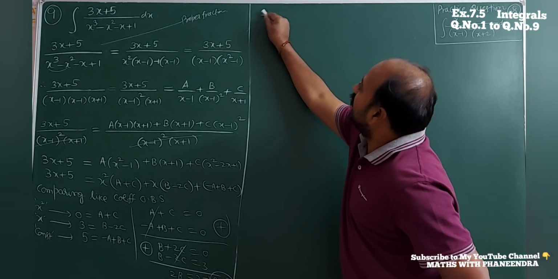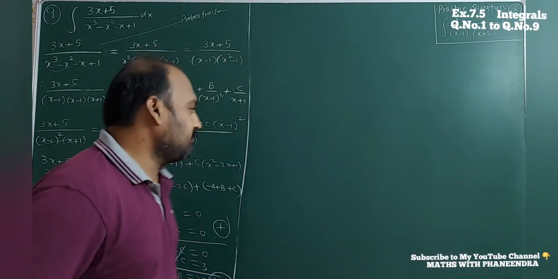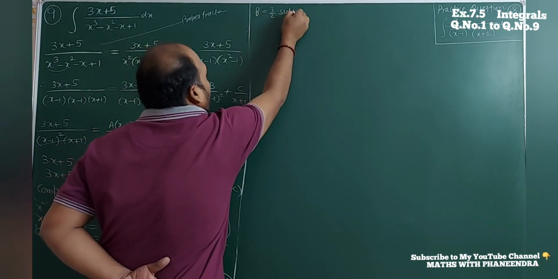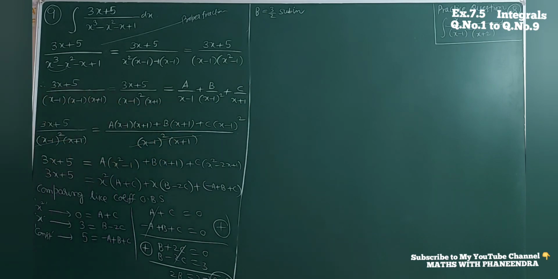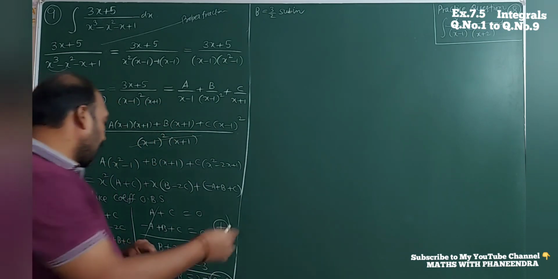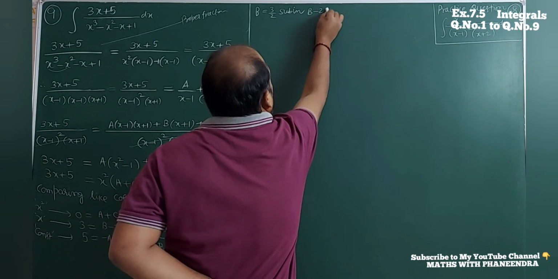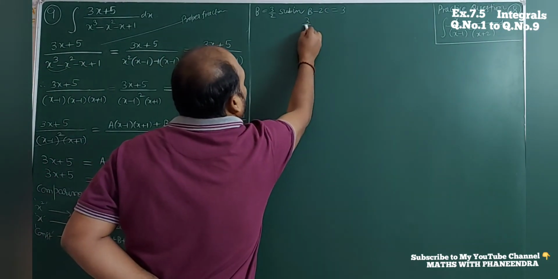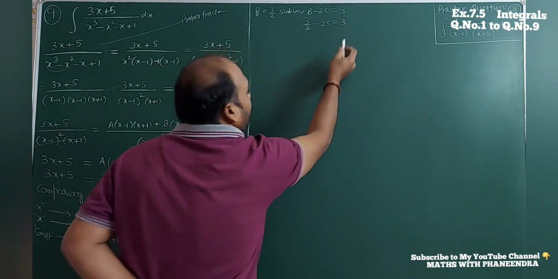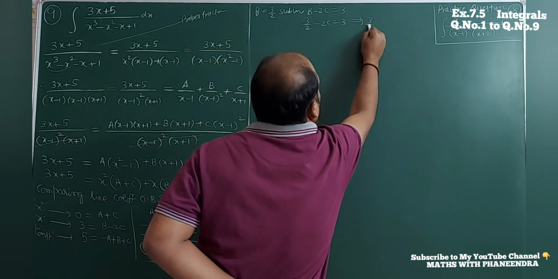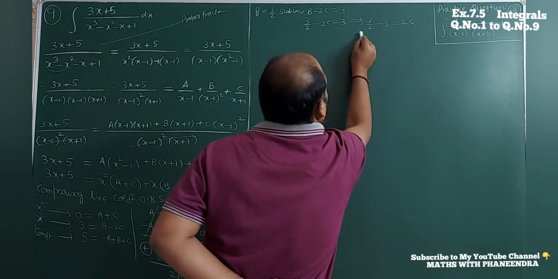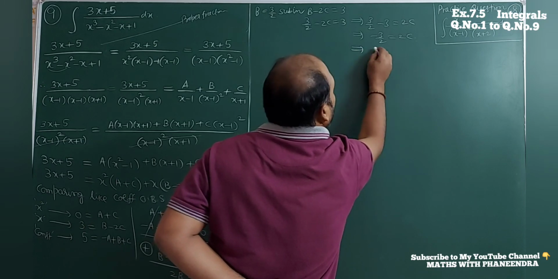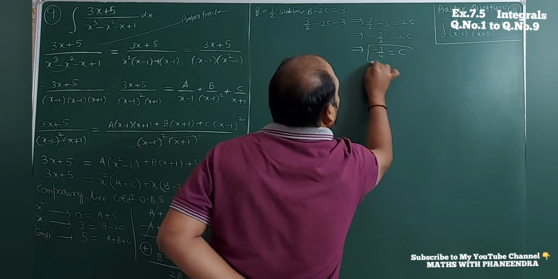So b equal to, here only I will write it, b is equal to 3 by 2, substitute in b minus 2c is equal to 3. So 3 by 2 minus 2c is equal to 3. That implies that 3 by 2 minus 3 is equal to 2c. 3 by 2 minus 3 is minus 3 by 2 equal to 2c. So that implies minus 3 by 4 is equal to c.